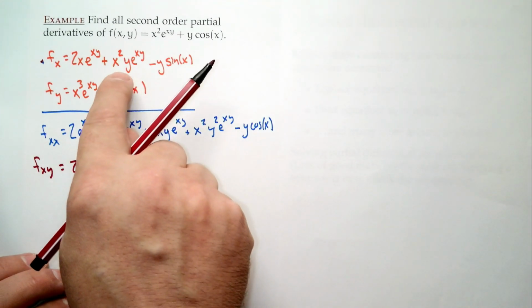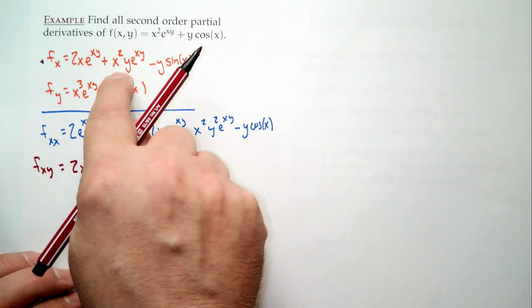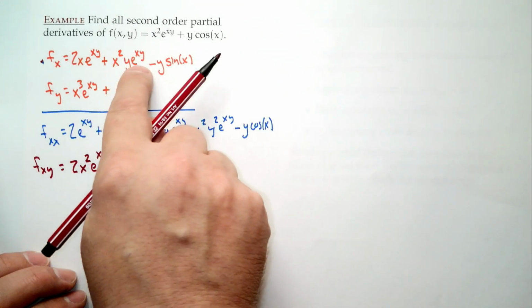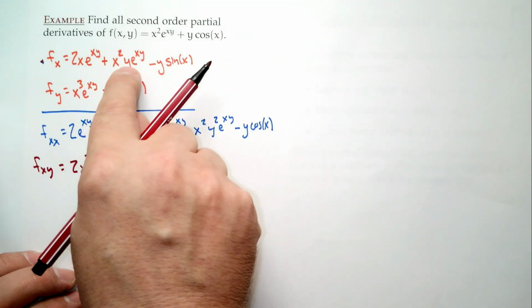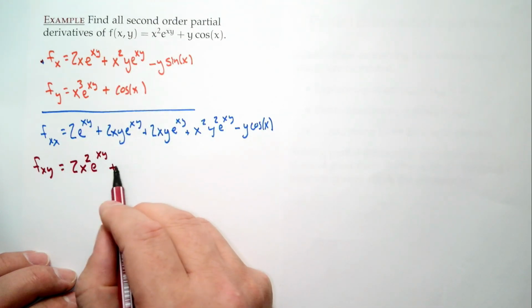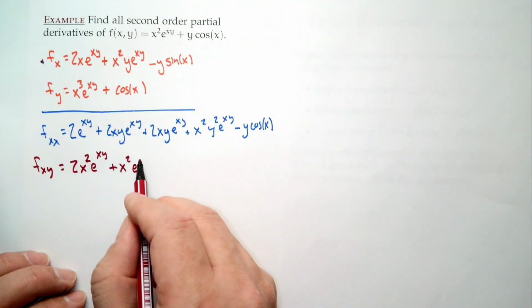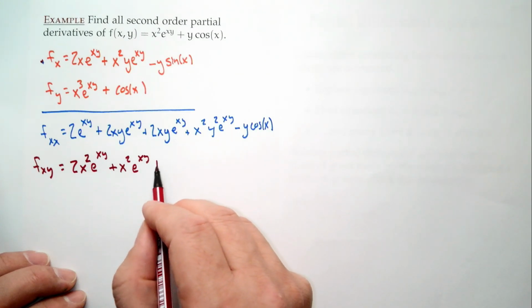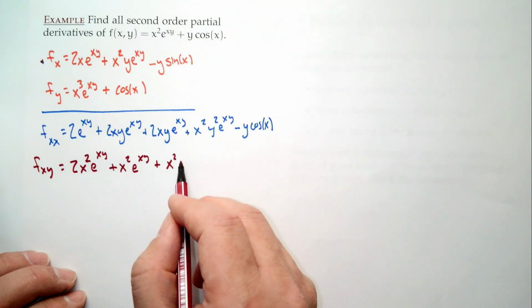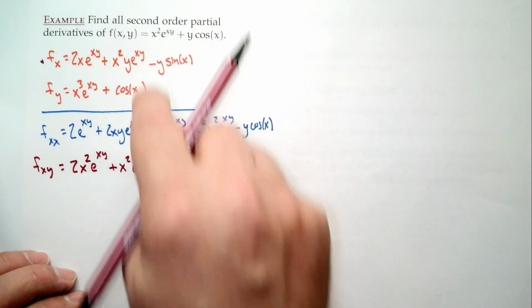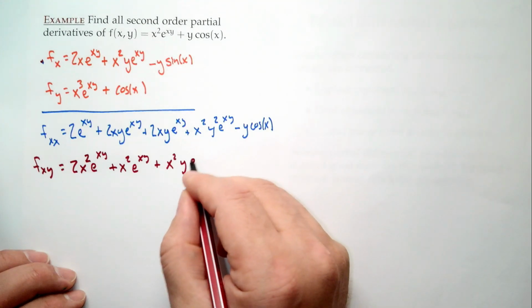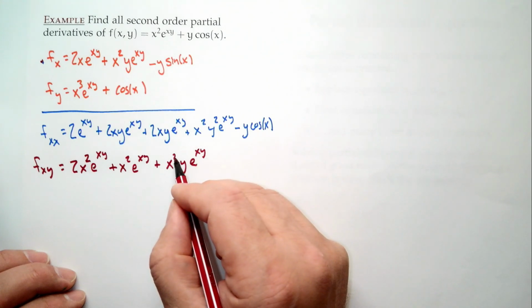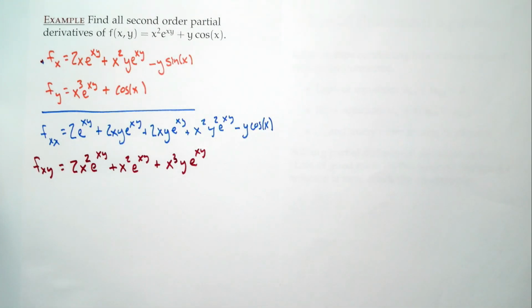Then we come over to this term, and when I'm taking the derivative with respect to y, I have to do a product rule. So the derivative of x squared, well, that's a constant. The derivative of y is 1, so we get x squared times 1, which is x squared e to the xy, and then plus x squared times y times the derivative of e to the xy with respect to y. Well, that would be e to the xy times an x. So that's going to come down, x squared times x gives x cubed.